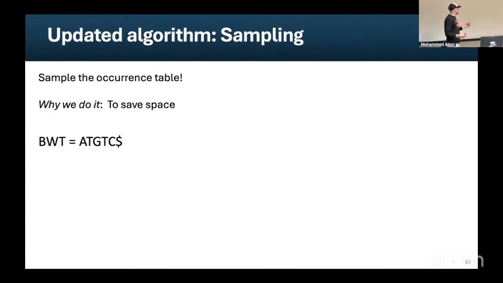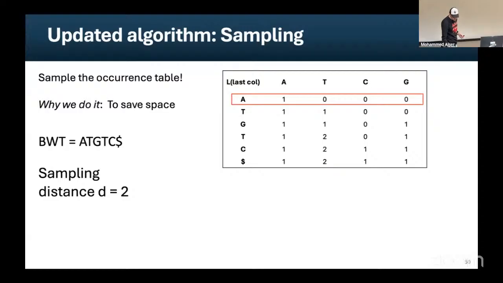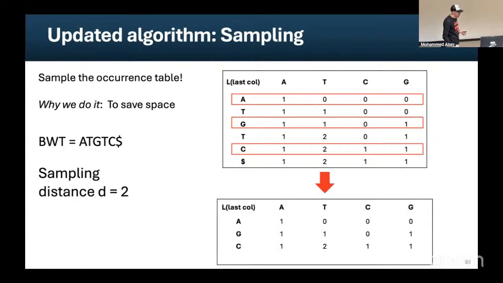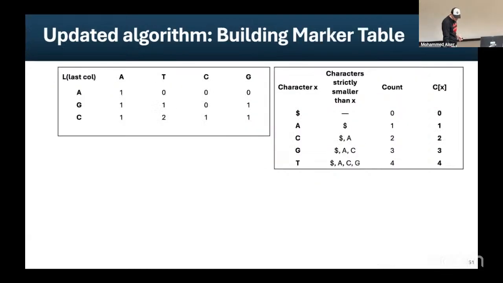Before we move to the algorithm, we do sampling. So we sample the occurrence table. Consider our example and just take a sampling distance of 2. So then we just take rows number 0, 2, 4. And just like that, we get the sampled occurrence table. Then we take our two tables, the sampled occurrence table and the counts table, and we compute the marker table using this formula.